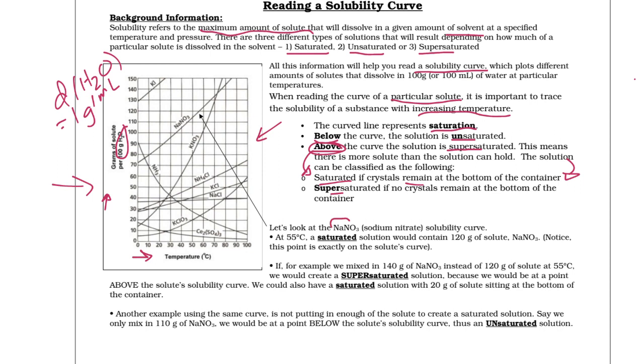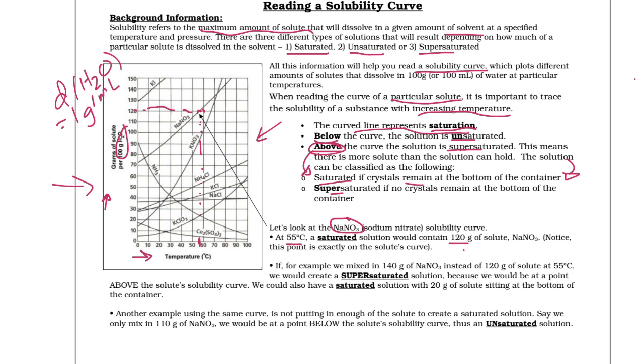So if we look at sodium nitrate, we're going to take a look at its curve, and we're going to look at 55 degrees C. We come over here and we find the 55 degrees C line, and we make our way all the way up to where we hit the line. When we hit the line, we know that the curved line represents saturation. So this means that a saturated solution that contains 120 grams, we just extrapolate that going across, would dissolve in 100 mL of water. Anything on the line represents saturation. This is the maximum amount of solute that can dissolve.